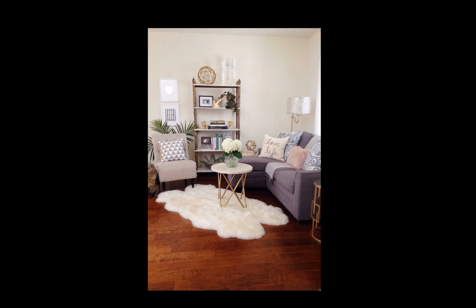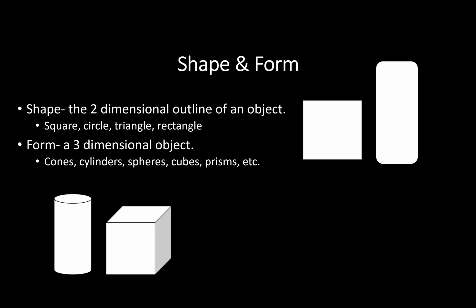Here we have another example of small space and smaller scale furniture, a smaller rug. All these things kind of help open the space up a little bit. Light colors. Okay, and then we have shape and form.